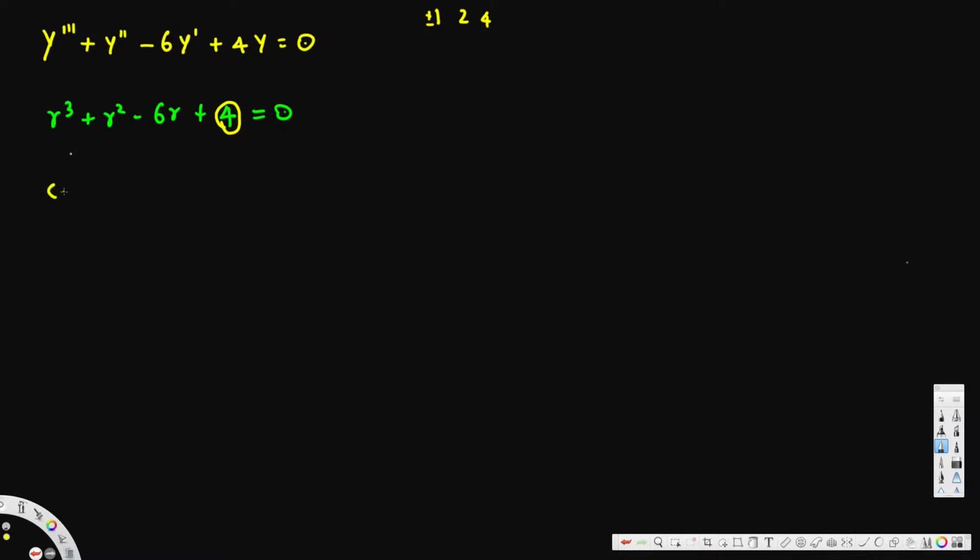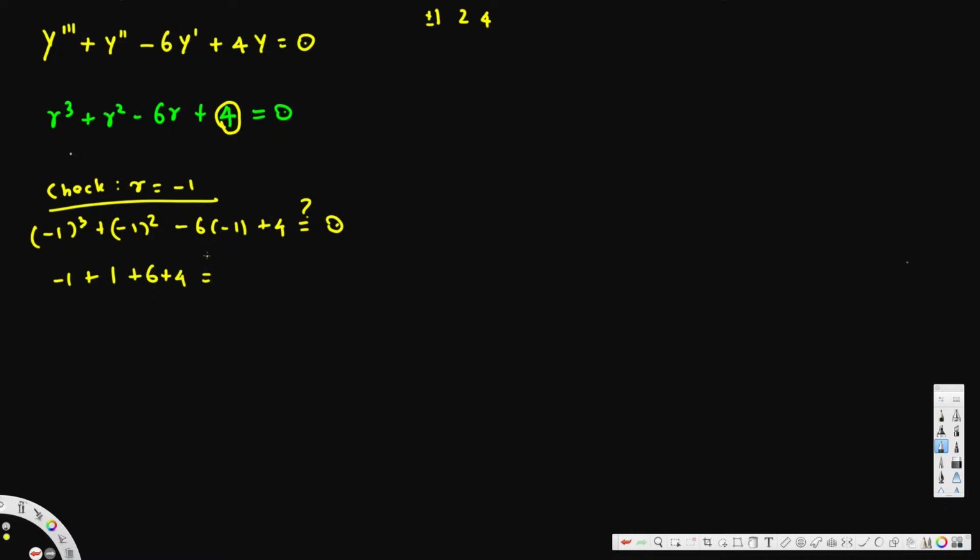Check r is equal to minus 1. If we plug this in, this is going to be minus 1 cubed plus minus 1 squared minus 6 times negative 1 plus 4, which should be equal to 0. Let's see whether it's 0. Minus 1 cubed is minus 1, minus 1 squared is plus 1, minus 6 times minus 1 is plus 6, plus 4. Is it equal to 0? 6 plus 4 is 10, 10 plus 4 is 14, 14 minus 1 is 13, it's not equal to 0. So this one is not working, okay?